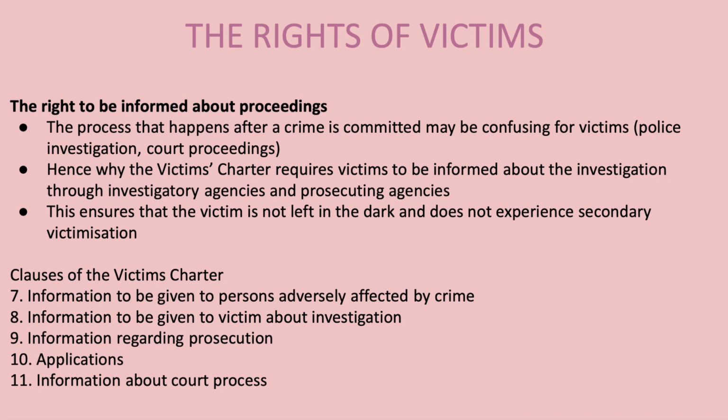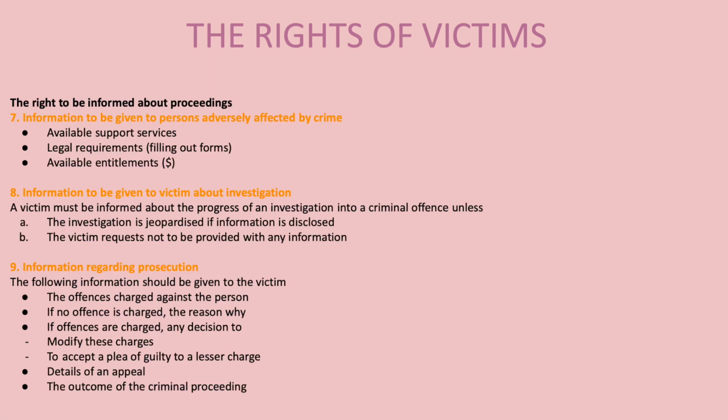The relevant clauses of the Victims' Charter are Clauses 7, 8, 9, 10, and 11, which we will look at in detail. Clause 7, information to be given to persons adversely affected by crime. They are to be informed about available support services, legal requirements such as filling out forms, and available entitlements such as compensation.